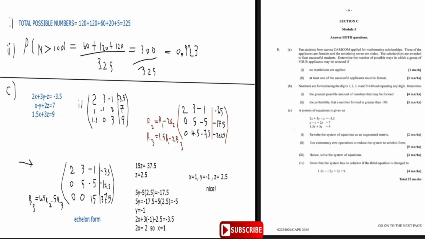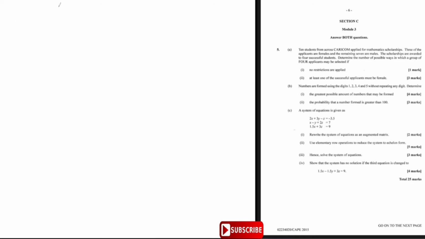All right. Now let's look at the last part. It says, show that no solution exists if the third equation is changed to 1.5x minus 1.5y plus 3z equal 9. So if we were to change the third equation, oh boy, let's write it around here. What if we were to change the third equation?